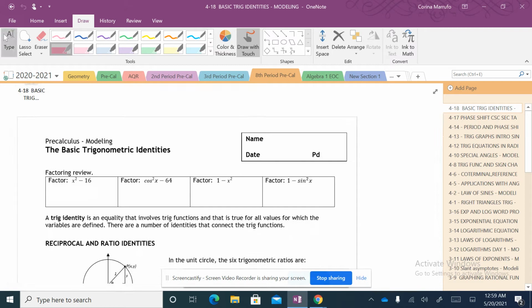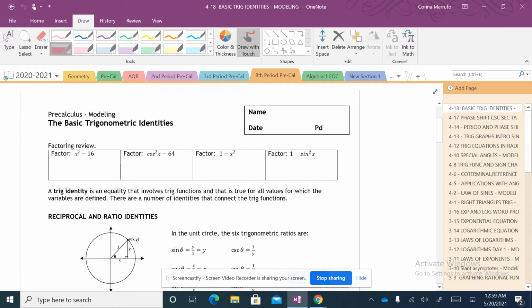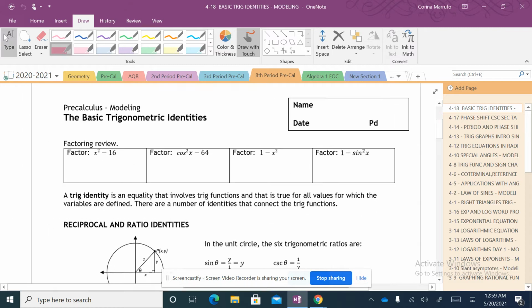Alright, so we're going to be doing basic trig identities. First we're going to review a little bit on factoring. So these are perfect square trinomials, and what that means is that the x squared and the minus 16 are both perfect squares, meaning you can take the square root of each one and get a whole number. So x times x gives me x squared.